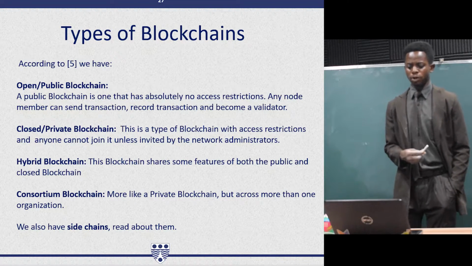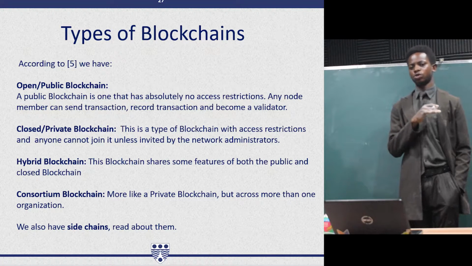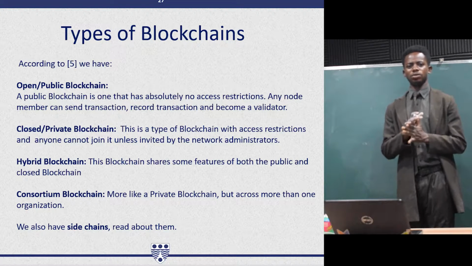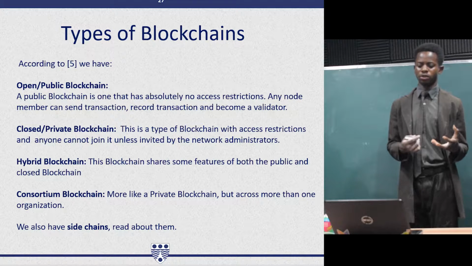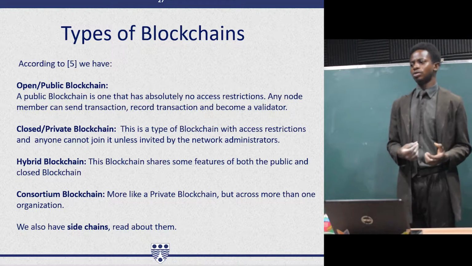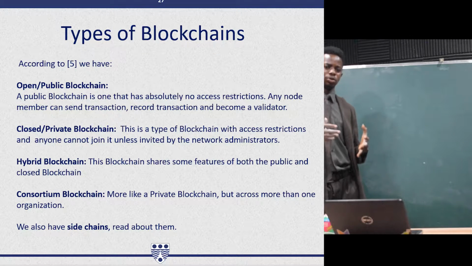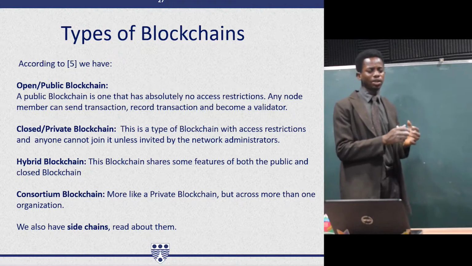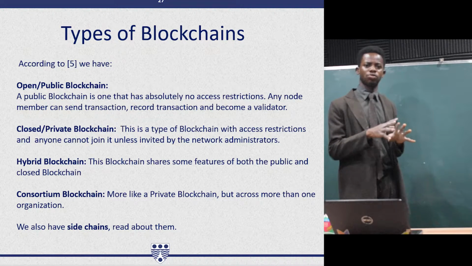Okay. So a public blockchain is one that has absolutely no access restrictions. Any node member can send transactions, record transactions, and become a validator. So remember, I've been talking a lot about the blockchain, a lot of possibilities with the blockchain. But the key thing is there are types of blockchain. So there's a kind of blockchain that is the public blockchain, which has no access restriction.